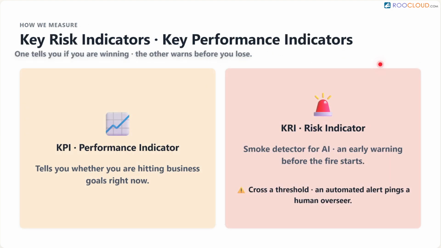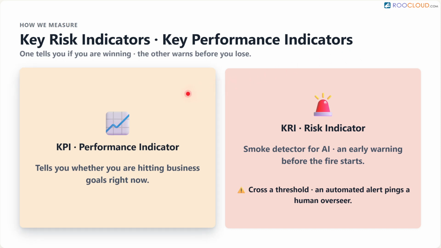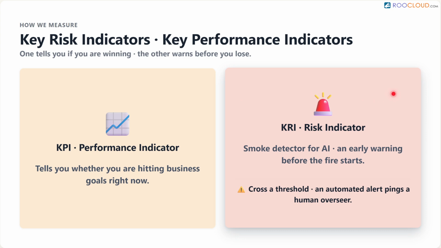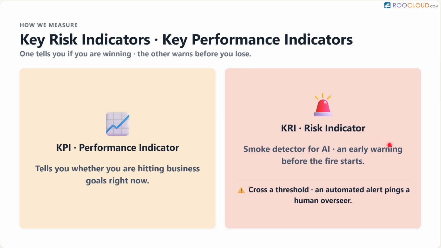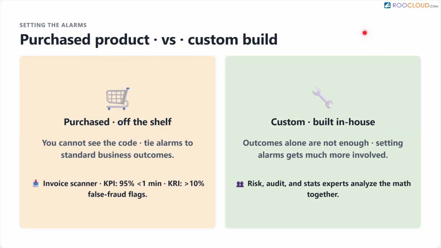Now we must determine how to actually measure these abstract concepts. This is where we use key risk indicators, or KRIs, and key performance indicators, or KPIs. A performance indicator tells you if you are hitting your business goals, while a risk indicator acts like a smoke detector, providing an early warning before a fire ever starts. When these risk indicators cross a certain predefined boundary, known as a threshold, an automated alert is sent out to a human overseer.